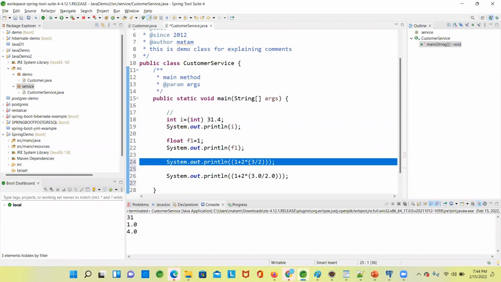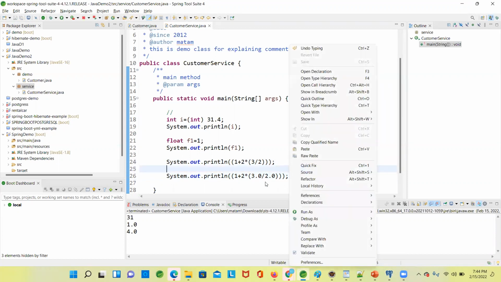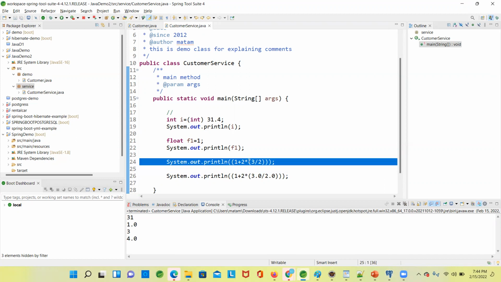The value will be integer only. Why? You specified explicitly integer numbers only. Here you specified explicitly floating numbers. That's why it came to 4. Why? 3.0 by 2.0 is 1.5. So that's the reason it became 4, whereas here it is 3. Clear?